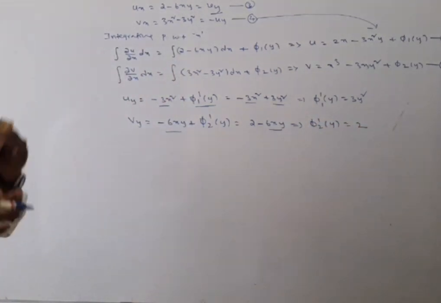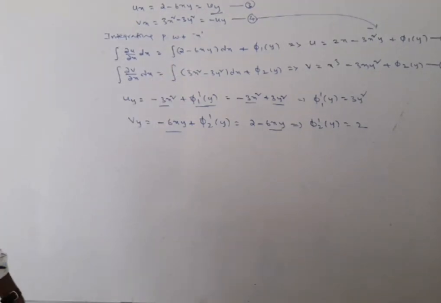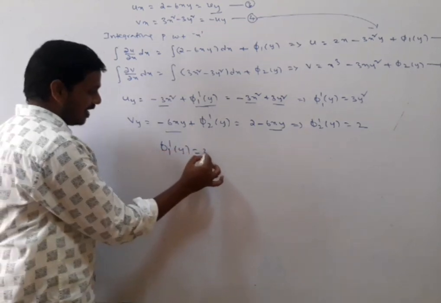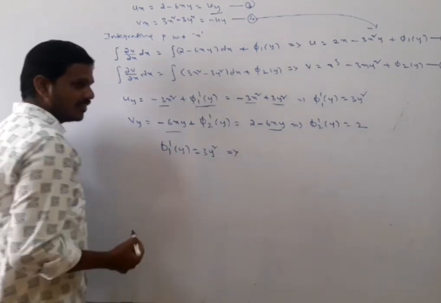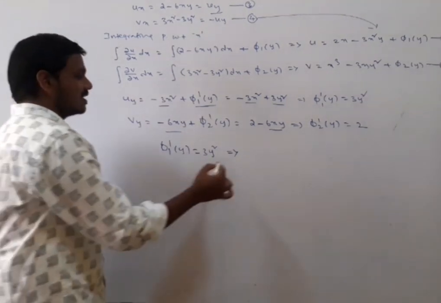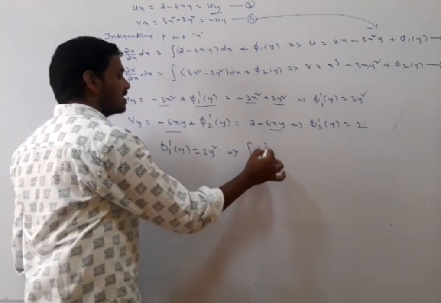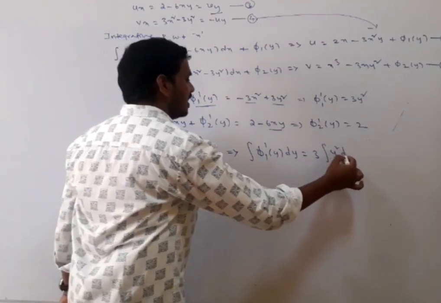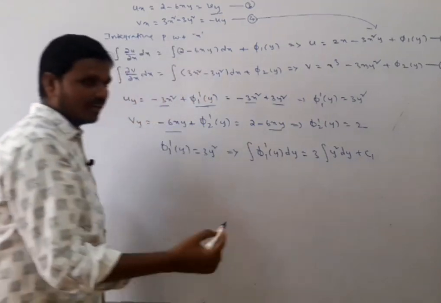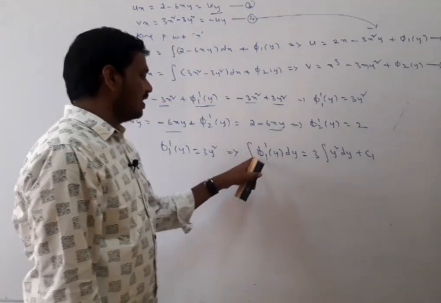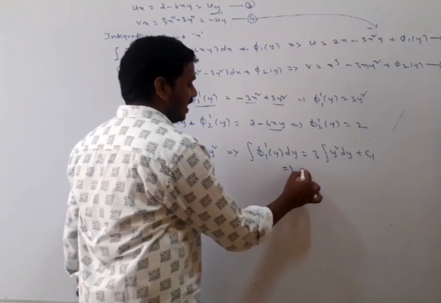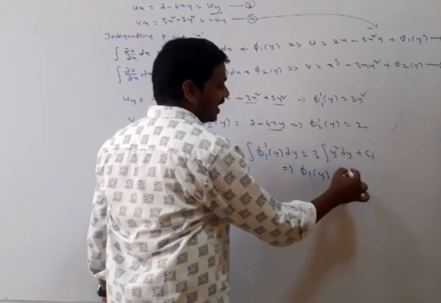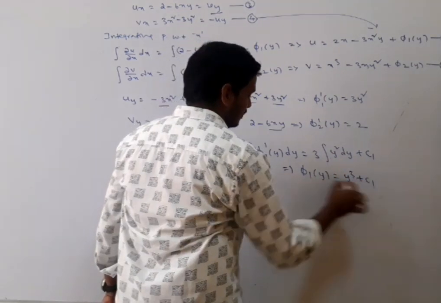We have the derivatives of pi 1 of y and pi 2 of y. Since pi 1 dash of y is equal to 3y square, integrating with respect to y on both sides, the integral of pi 1 dash of y dy is equal to 3 times the integral of y square dy plus c1, where c1 is the integrating constant. Integration and differentiation get cancelled, so finally pi 1 of y is equal to 3y cube by 3. The 3 gets cancelled, so it is y cube plus c1.